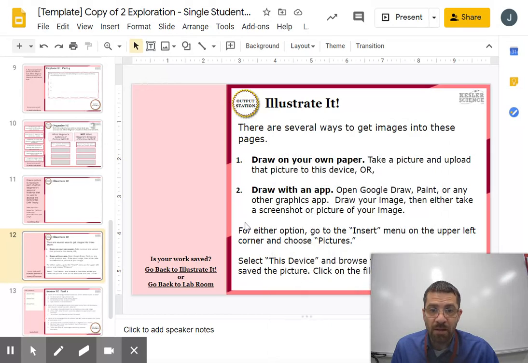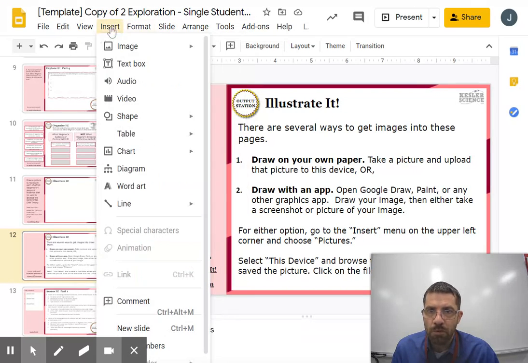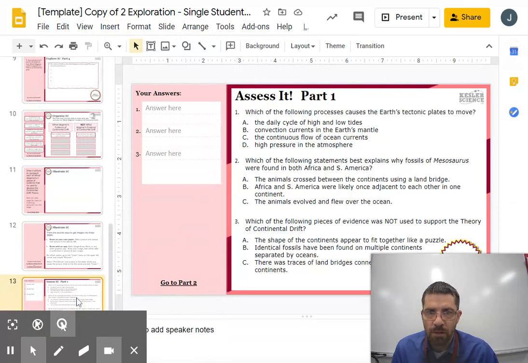Next, you're going to go back to slide 11. You're going to go to the insert menu on the upper left-hand corner, which is up here where you see my mouse now, and choose pictures. So you click down, and you would go to insert image, and then from camera or photos, or even if you stored it on your computer, upload from the computer. All right, so on to the next slide.